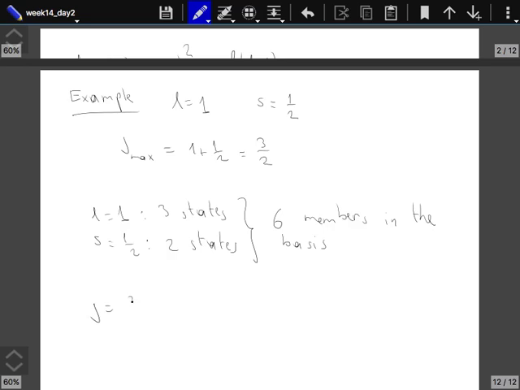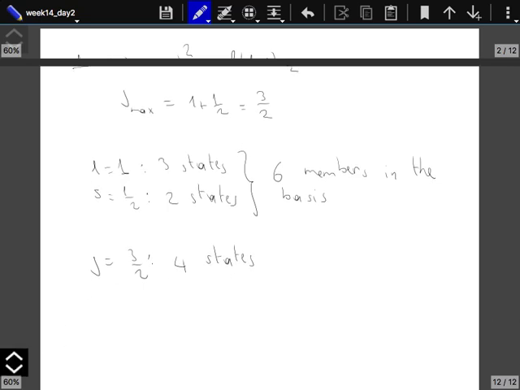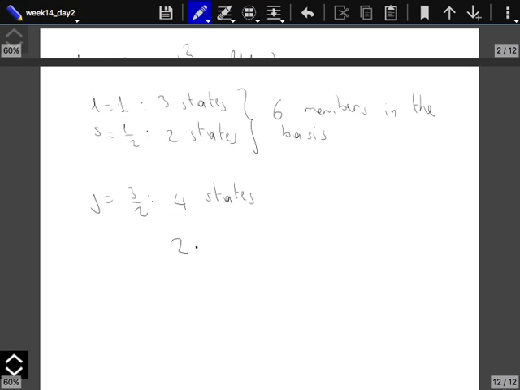Now j is equal to 3/2 gives you 4 states in the basis. And then we have 2 states left. Well, 2 states are nothing but the different mj's for j is equal to 1/2. So this is what we will see. So when we add spin 1 and spin 1/2, we will get 2 possible values of the total spin. One of them will be 3/2, the other one will be 1/2.